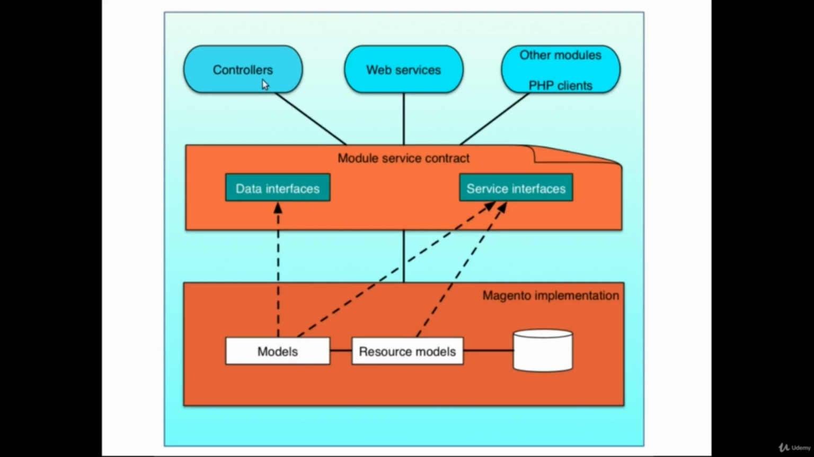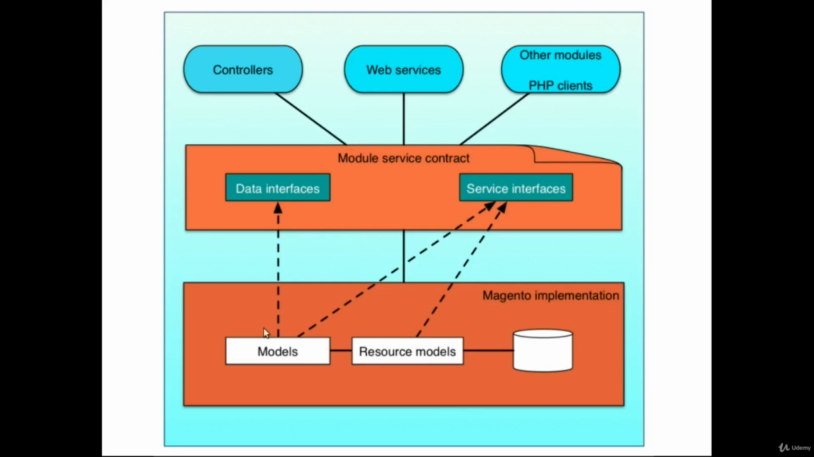Now if you are going to implement a controller, you will be calling a service contract, so you can hide everything inside, and you can just worry about your functionality to call the service contract, or we call them APIs. Web services use Magento's API. So this makes everything loosely coupled and very easy to interact with Magento's modules.